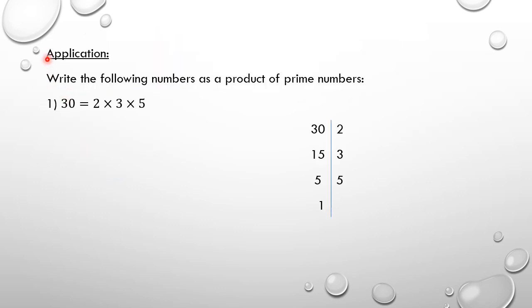Here is an application. The following application, the question is: write the following numbers as a product of prime numbers. Let us start with the first number, which is 30. To know the prime factorization of 30, we have to do this method, okay?